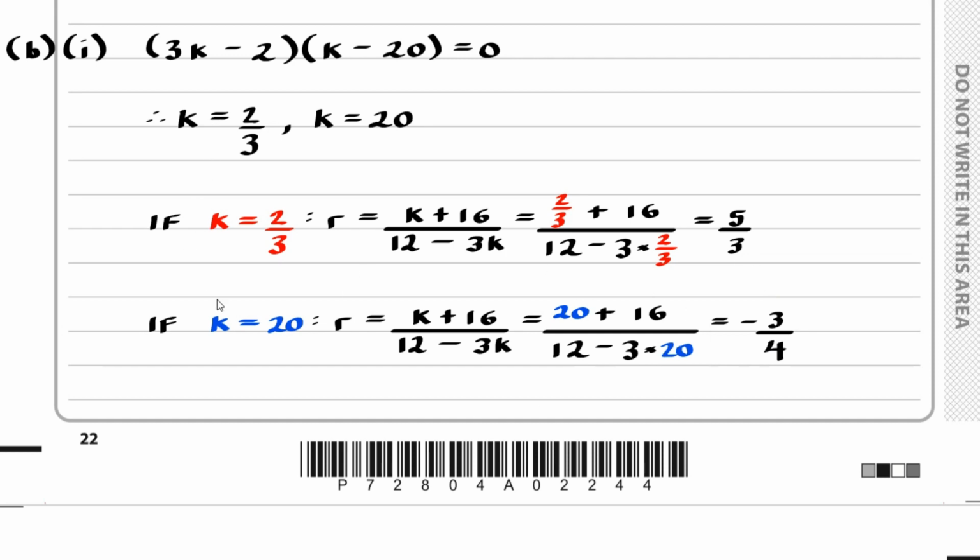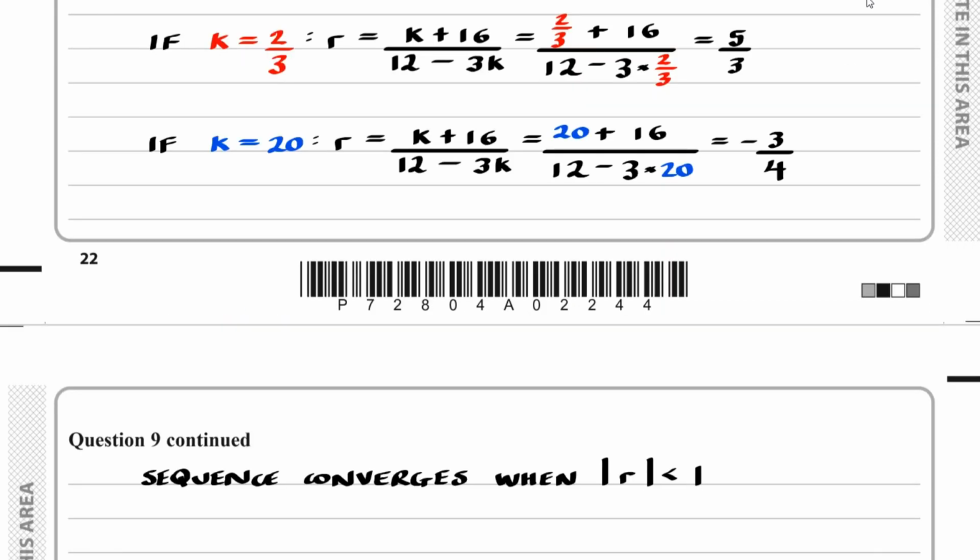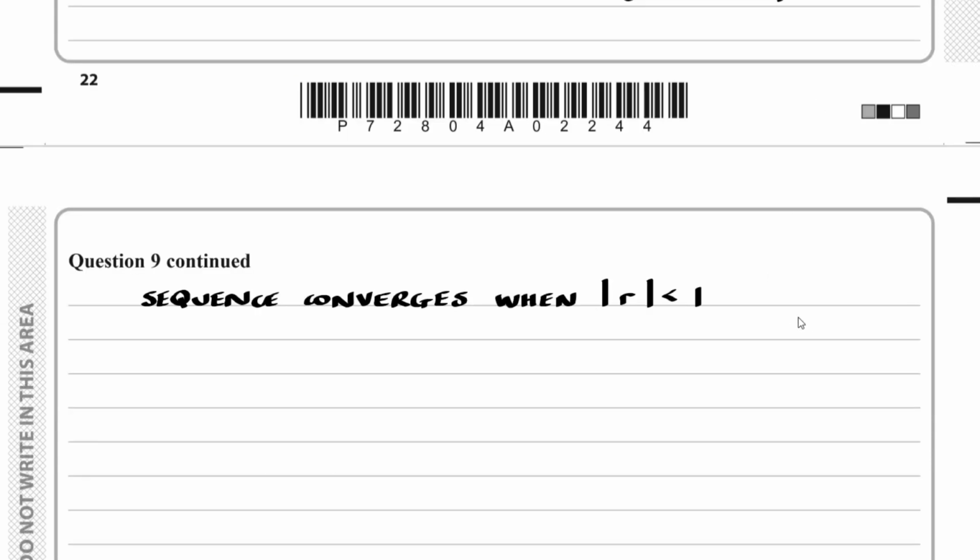So which value of k do we use? Do we use k equals 2/3 or do we use k equals 20? Well, we know that the sequence converges when the mod of r is less than 1. And if I compare the 5/3 with the negative 3/4, the negative 3/4 is the value of r we require for convergence, and that corresponds to k equaling 20. Which means then k is equal to 20.